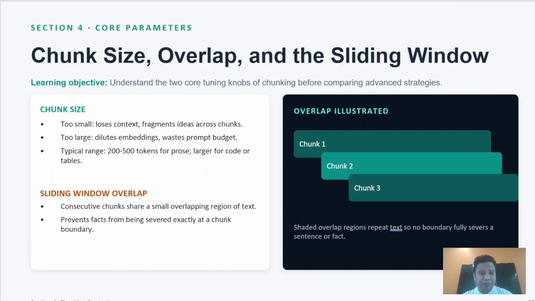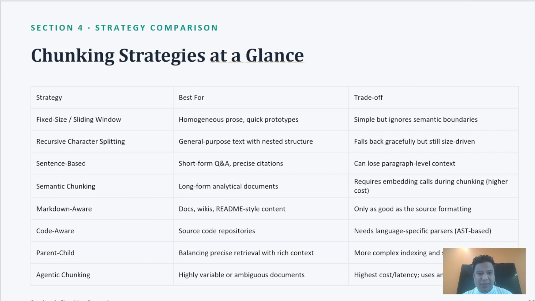Now, the other thing that you need to keep in mind is that there are different chunking strategies that you can implement. The different strategies are: you have the fixed-size sliding window, which is best used for homogeneous prose and quick prototypes. The trade-off is that it's simple but ignores semantic boundaries. Then there is recursive character splitting.